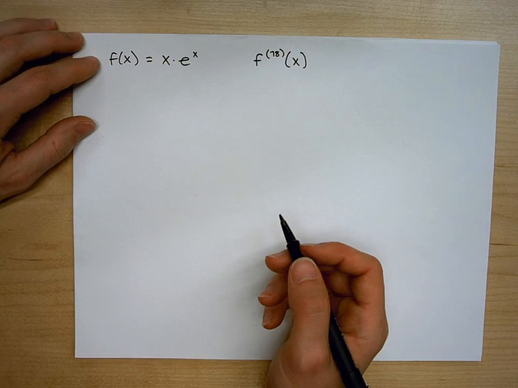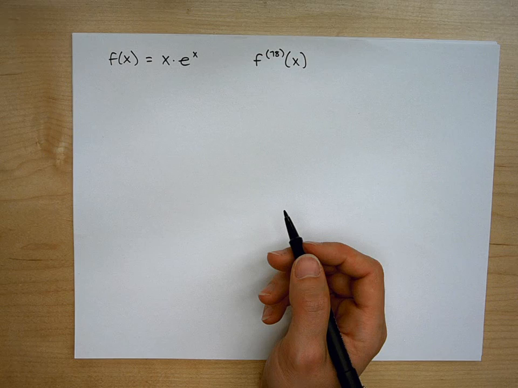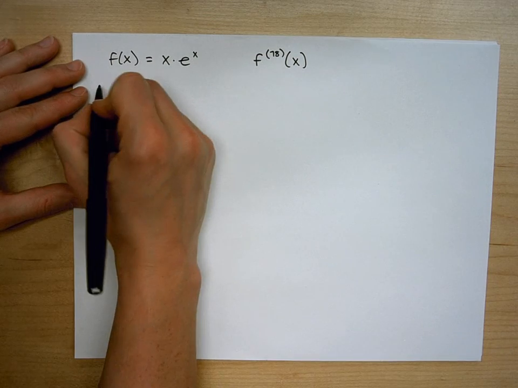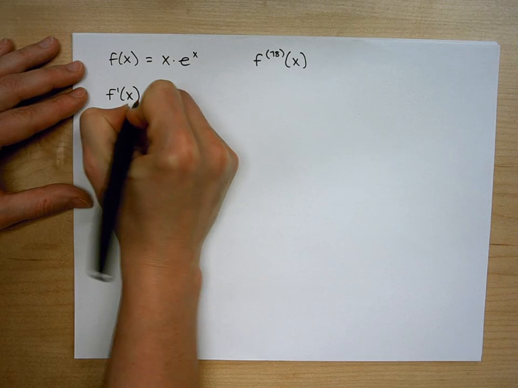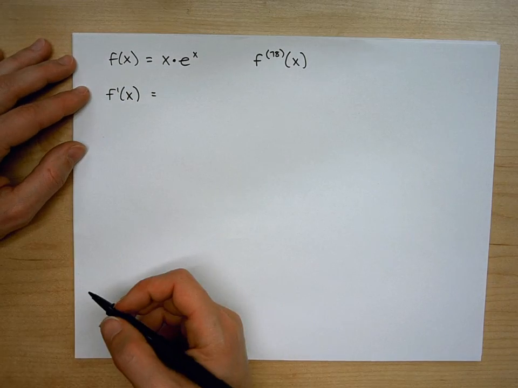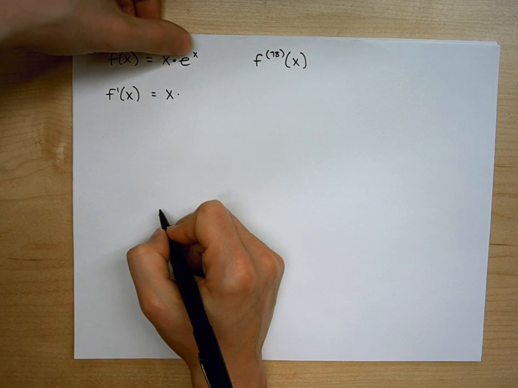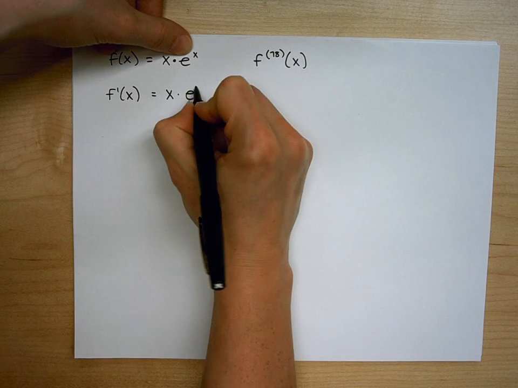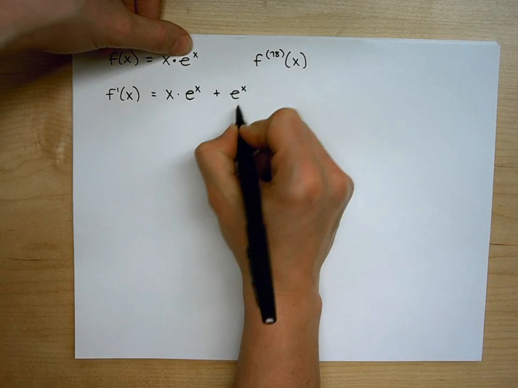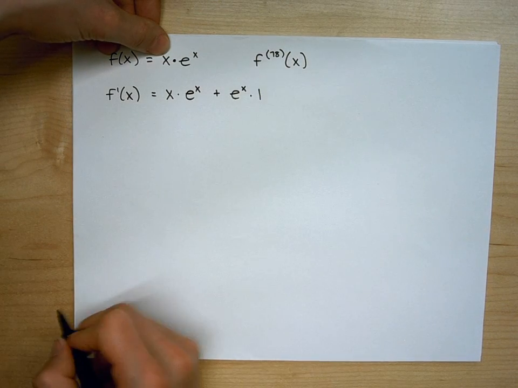But let's just start with the first, second, third, etc., and see if maybe there's going to be a pattern that emerges that we can use to our advantage. So let's start with the first derivative. Now I see a product here, so that means that we need to use the product rule, right? So the product rule says we take the first thing times the derivative of the second, derivative of e to the x is e to the x, plus the second thing, e to the x, times the derivative of the first, so the derivative of x is 1.